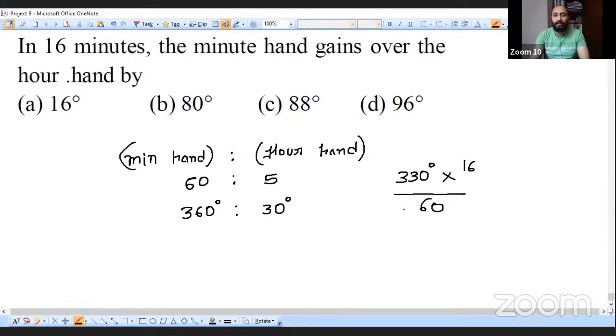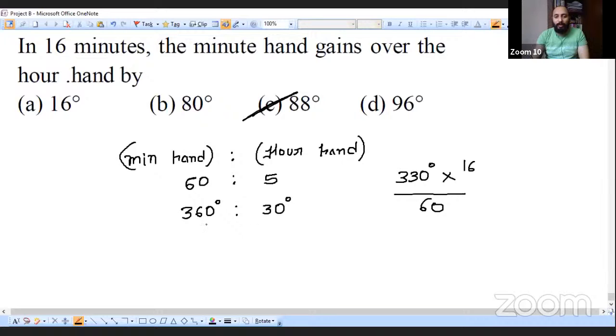What is the answer, people? 88 is the right answer. 88 is the right answer. Very good, very good, people. You have done a good job there.